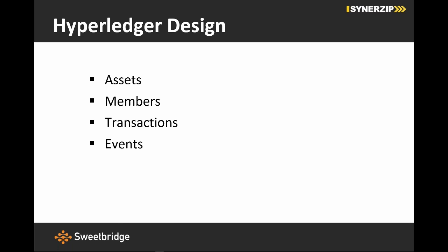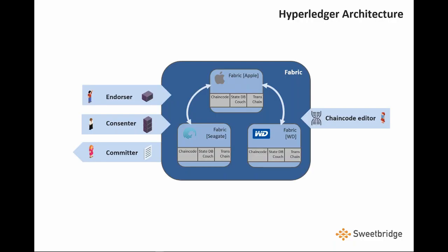Transactions are chain code that are initiated from a member into the blockchain environment, and then the flip side are events, and those are chain code that are initiated by some event that happens in the blockchain that then pushes back out to the members. Let's go on to the next slide there, Glenn.